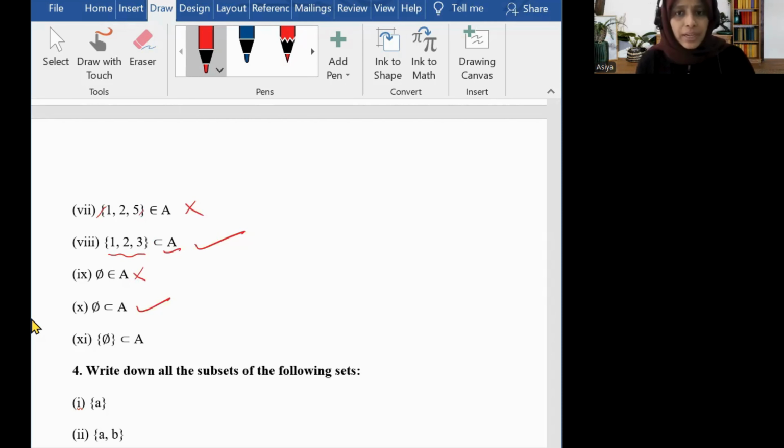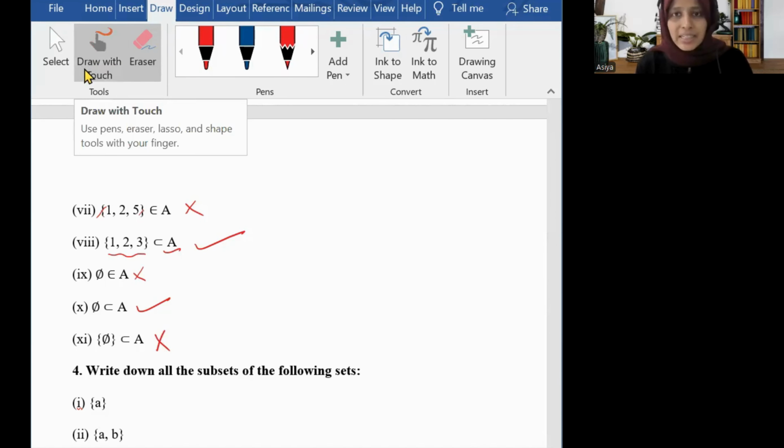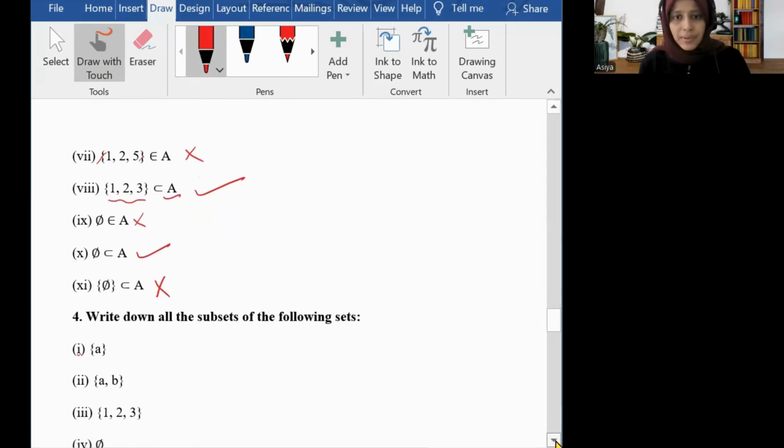Now moving on to the 11th one. Again, can I write it like this? The 9th one is already a subset. Then why am I again representing it like this? No, this is correct. This is again wrong. I cannot represent a null set in another bracket. This is the wrong way of representation. We have already seen the correct way of representation in our first video. So please go through it.